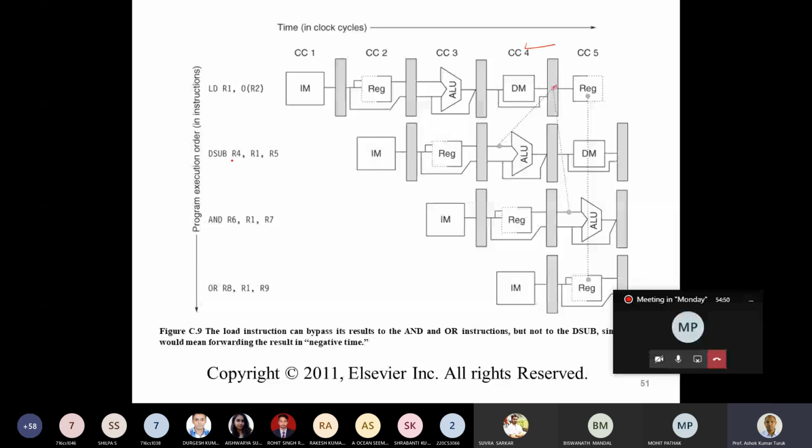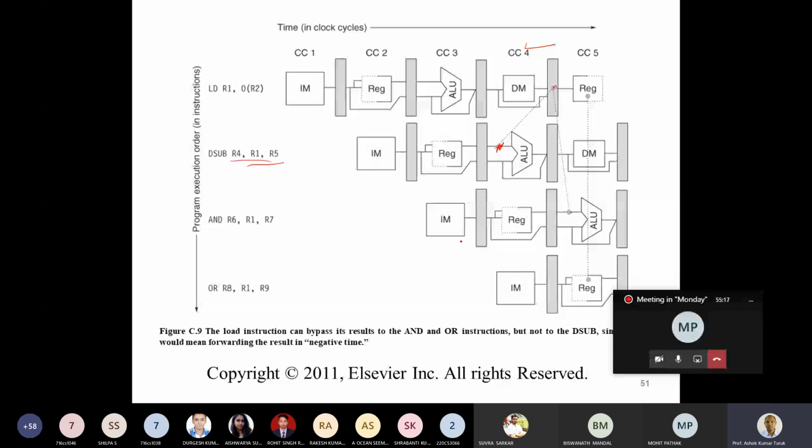Let's look at the subtract instruction. The subtract instruction needs the value of R1 at the beginning of clock cycle 3. The AND instruction needs the value of R1 at the beginning of clock cycle 5, and the OR instruction needs the value of R1 in the second half of clock cycle 5.